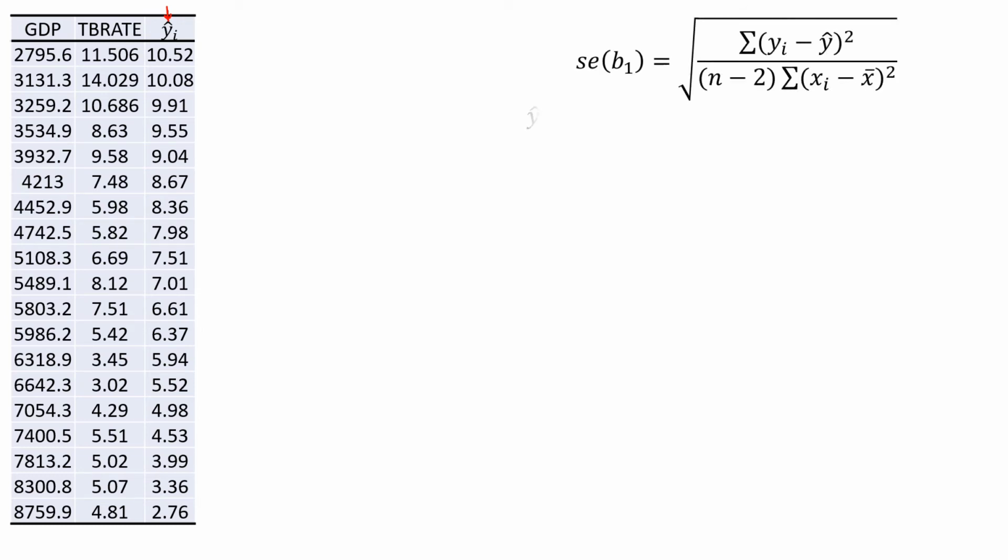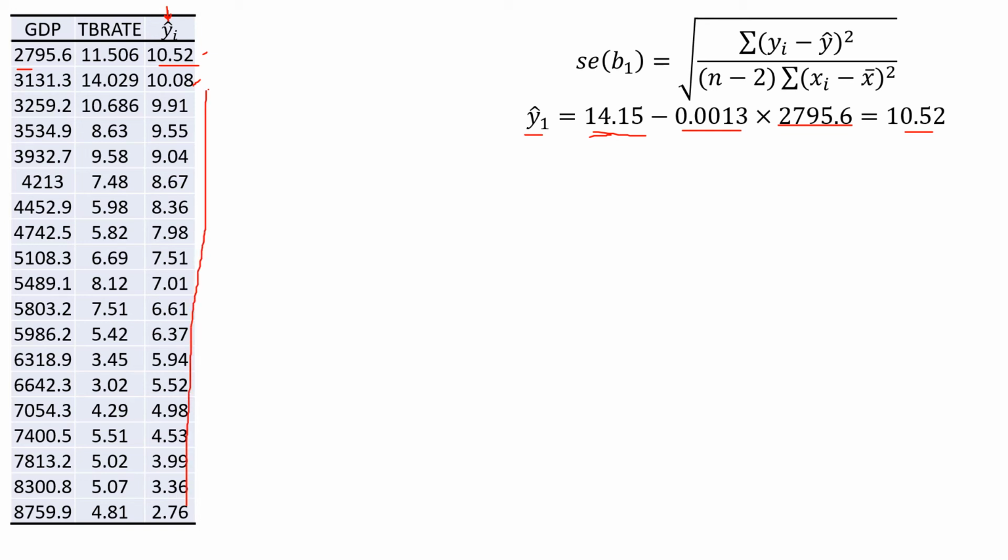So this is our data. To compute this value here, we substitute in the equation. That is our formula, so we want to compute the estimate. For example, to get this value here, 10.5, you come to this equation and replace x by 27.95, which is this one. Then solve 14.15 minus this times this, and you get 10.52, which is what is here. Now to get this one, you get y2 equal to 14.15 minus 0.0013 times 31.3, which is going to give you 10.08. And you repeat that all the way for each of the values up to the bottom.